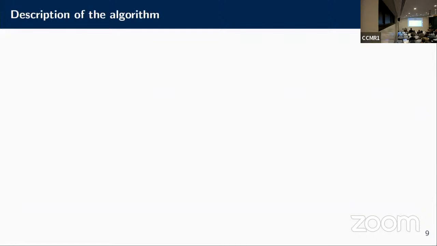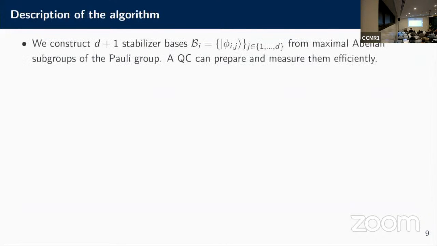So what does this algorithm look like? Well, first we have to construct the states and measurements that we want to use. You just take d+1 stabilizer bases from maximally abelian subgroups of the Pauli group. This is, for example, how you construct mutually unbiased bases of stabilizer states.